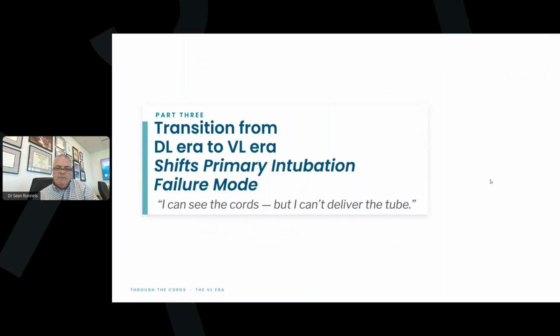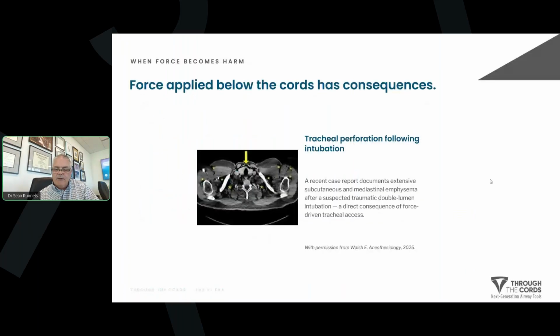Okay, and this actually has real-world consequences, which we're starting to see published now. This is a tracheal perforation following intubation with a double lumen tube and a hyperangulated blade, and this was published in Anesthesia. So we are starting to see evidence that force below the trachea can be harmful. Of course, double lumen tubes are very stiff and bulky, and so you can imagine the force necessary to coerce that tip back down the trachea is high.